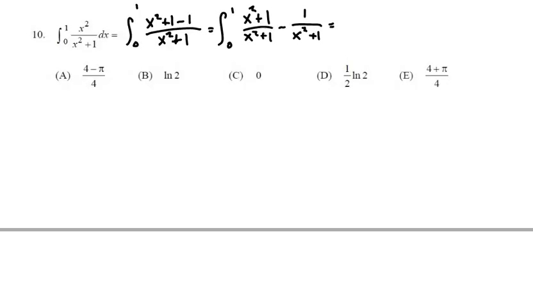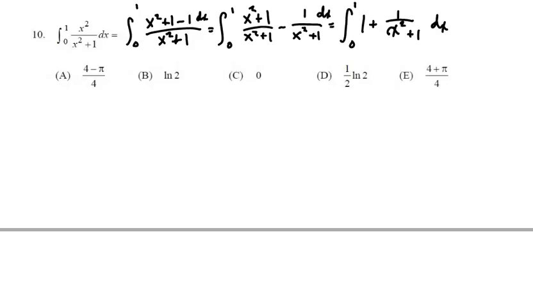so that you have x squared plus 1 over x squared plus 1, and then minus 1 over x squared plus 1. Obviously the x squared plus 1 over x squared plus 1 becomes 1. Okay. And I forgot all the dx's there, so you do need to have them in there. So we get the integral from 0 to 1 of 1 plus 1 over x squared plus 1.